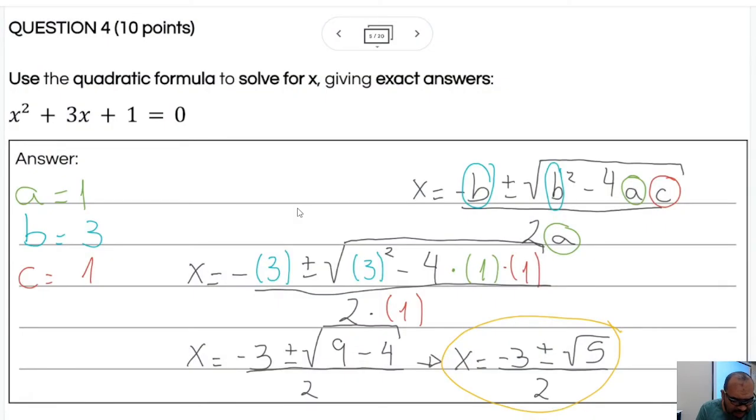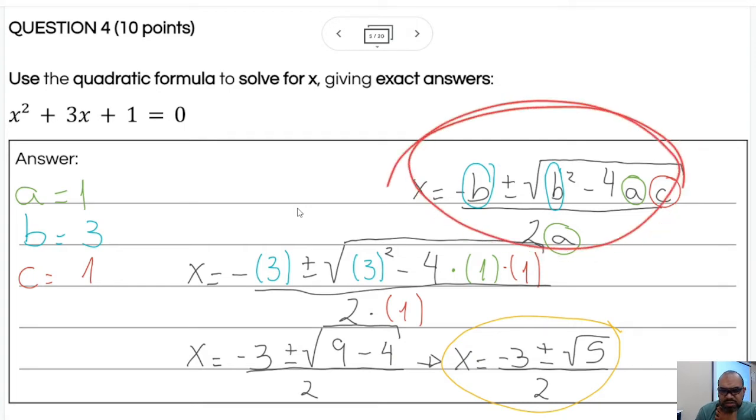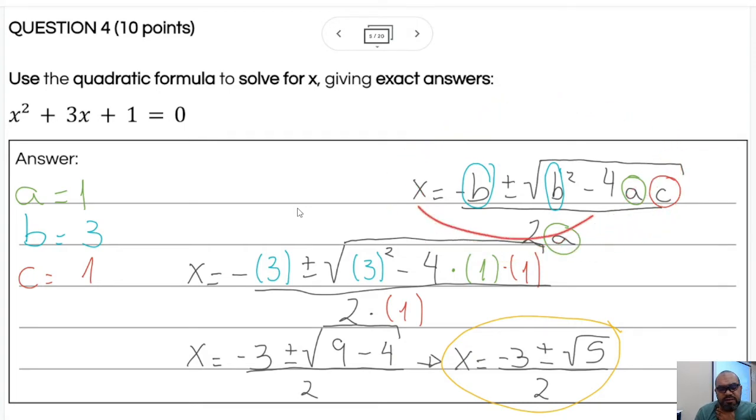Question 4. X squared plus 3x plus 1. First, find A, B, and C. Who is A? Is the number next to x squared, which is 1. Who is B? Number 3 here, next to x. And who is C? The number without variable. Great. Next step, quadratic formula. Don't worry, the quadratic formula will be there in the formative or summative. And plug in those numbers in the formula.